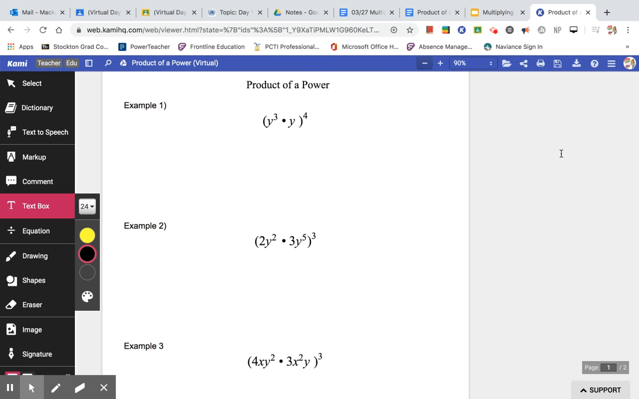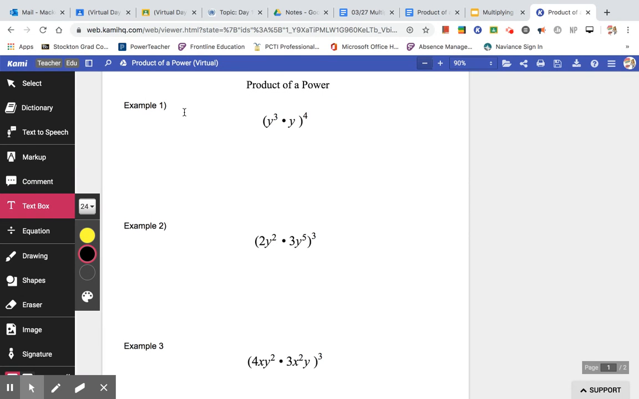Okay, so these are going to be your notes for today. Today's notes are going to be something called product of a power. It's actually a combination of both the product rule and the power to power rule, so you're actually going to be using both of those when we do these examples.